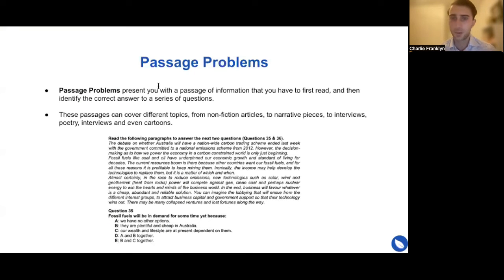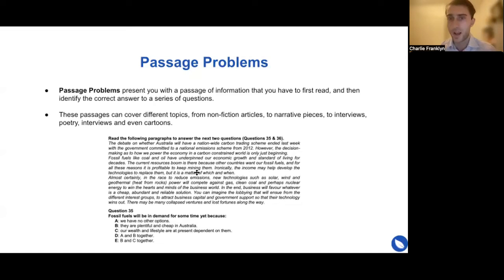And so what are passage problems? Well, they present you with a passage of information that you have to first read and then identify the correct answer to a series of questions. So this is an example here. And of course, they can come in many different forms and topics, from non-fiction articles to narrative pieces, to interviews, to poetry, and even cartoons.